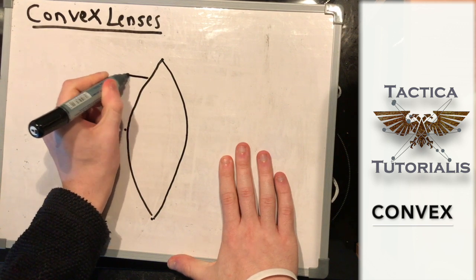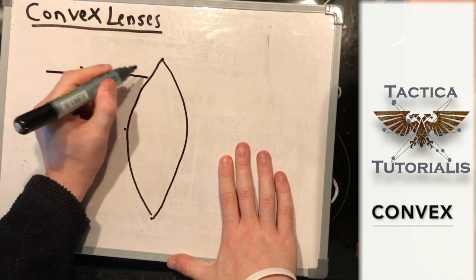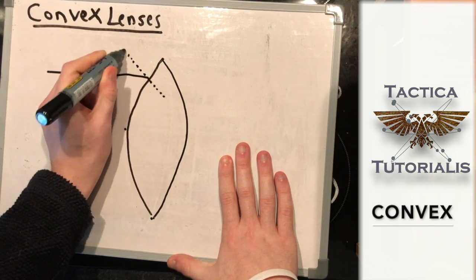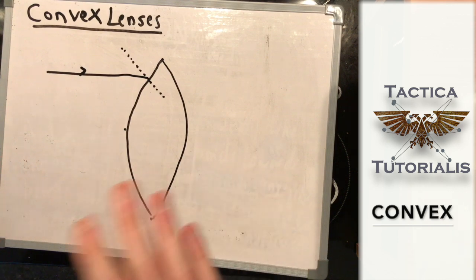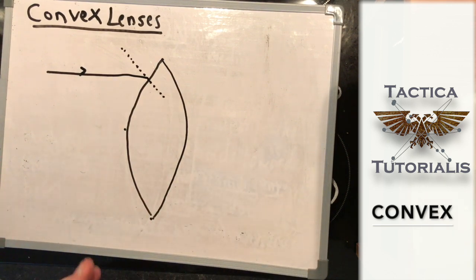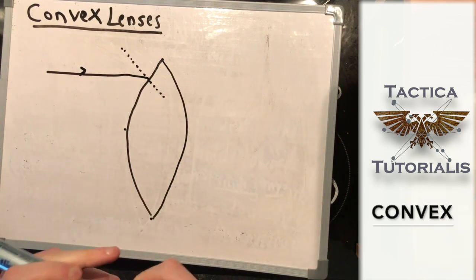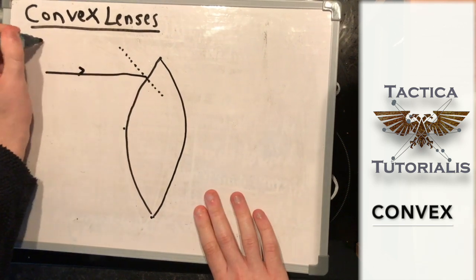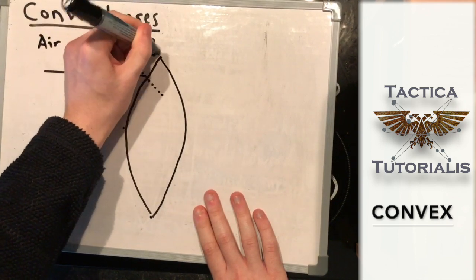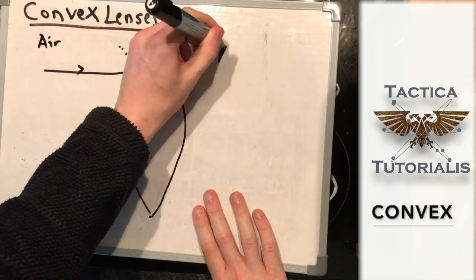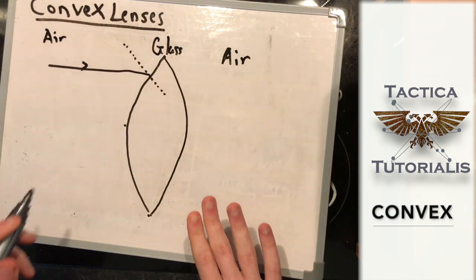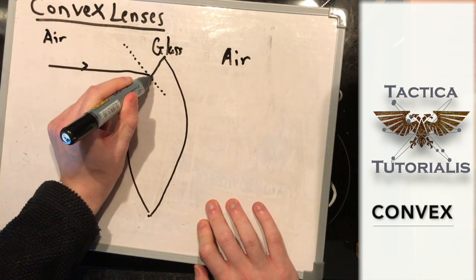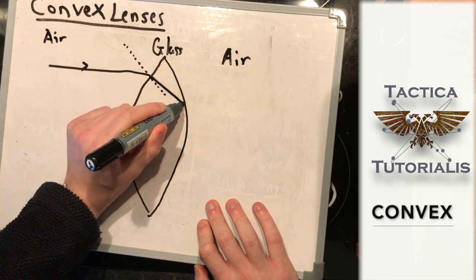So light ray comes in. Now I need to draw my normal. There's my normal. So following the principle of refraction that we just discussed in the last couple of minutes, we know that because we're entering the denser lens, so we're going to again assume this is air and this is glass and this is air again, same assumption, the light is going to bend towards the normal. So it's going to bend something like that.